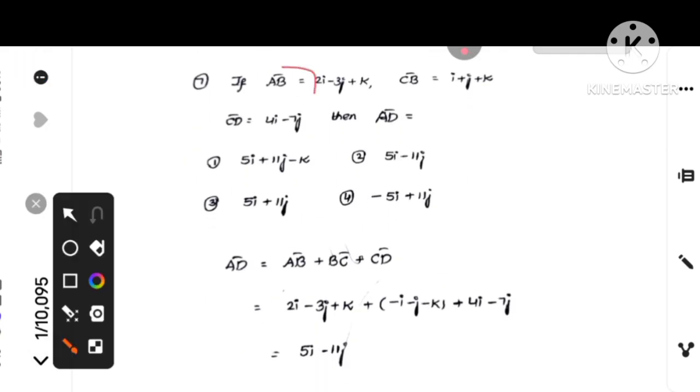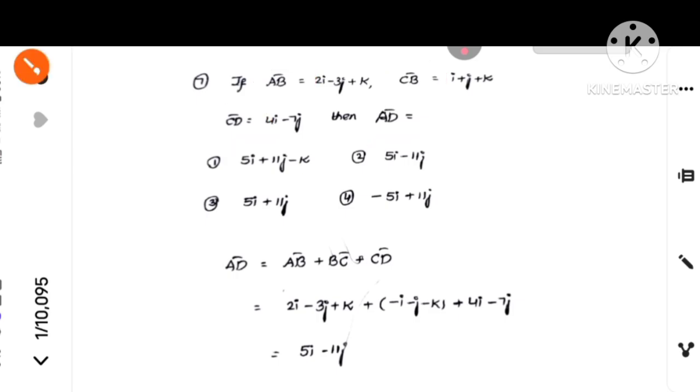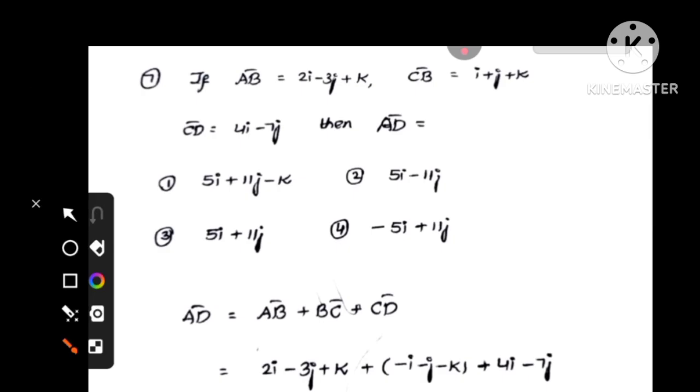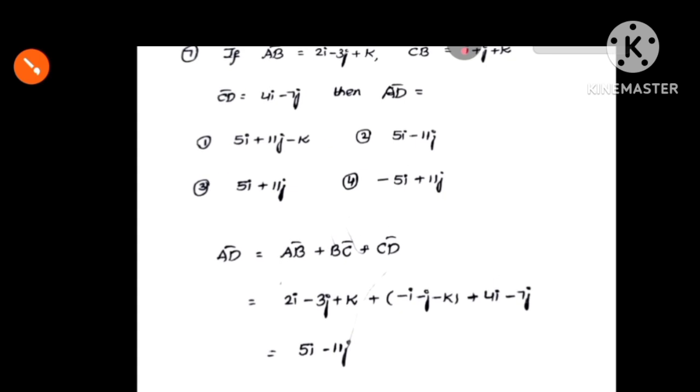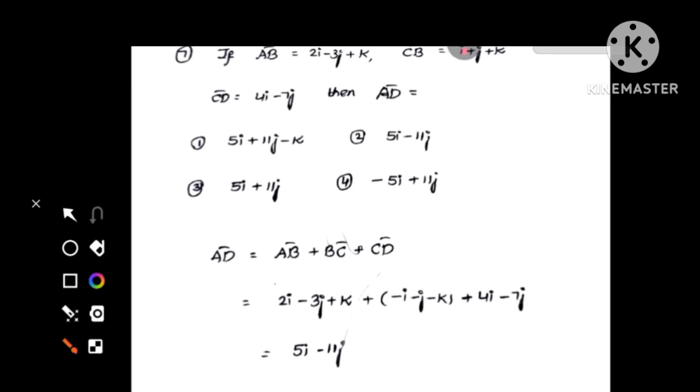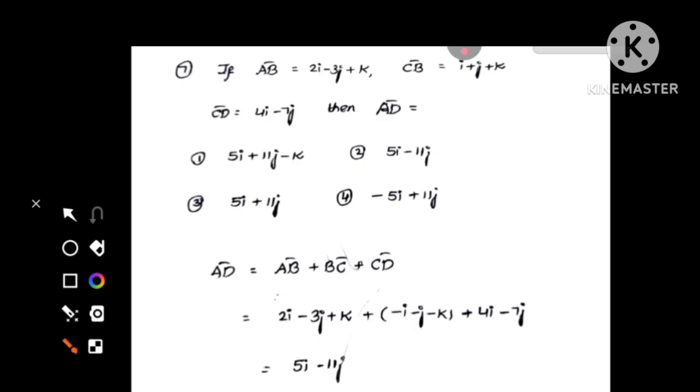If AB bar is given, CB bar is given, and CD bar is given, what is the AD bar value? Three vectors are given here: AB bar, CB bar, CD bar. What is the AD bar formula? Here the formula is AB bar plus BC bar plus CD bar. B and B get cancelled, C and C get cancelled, and you get only AD bar. This is the formula. Now replace the vectors.